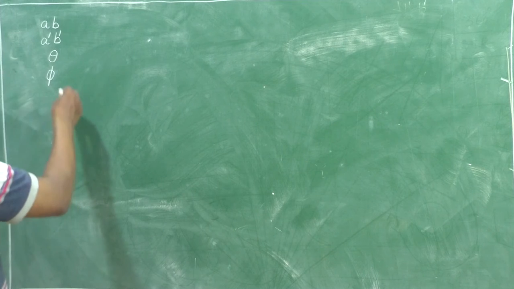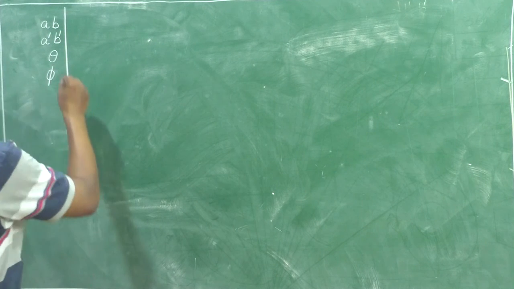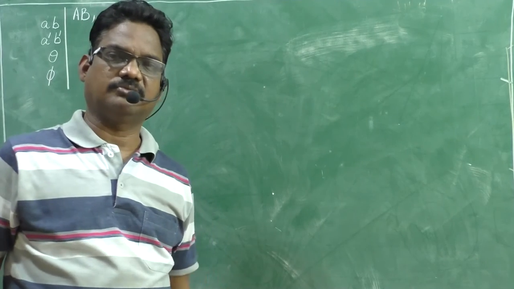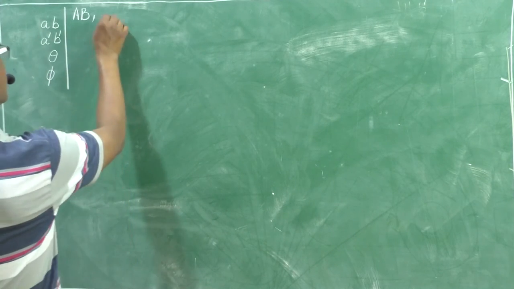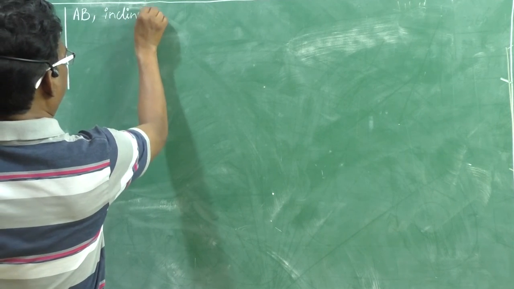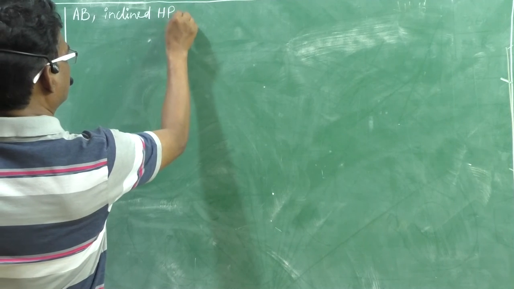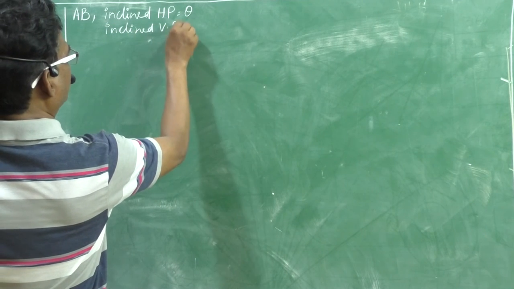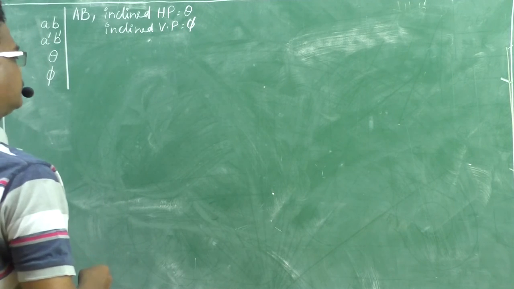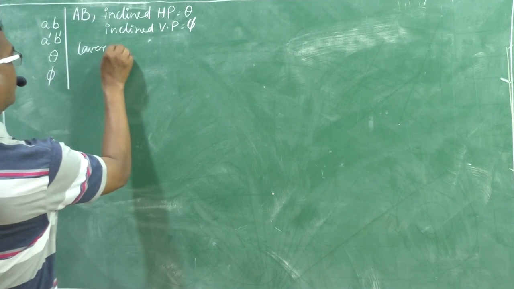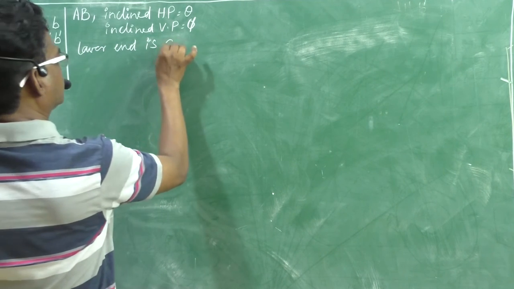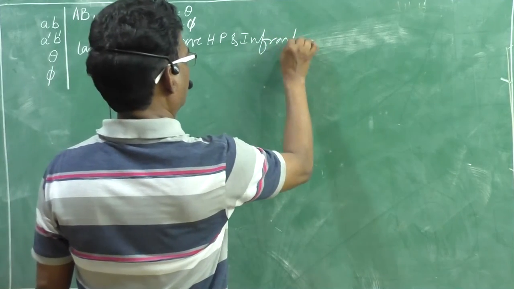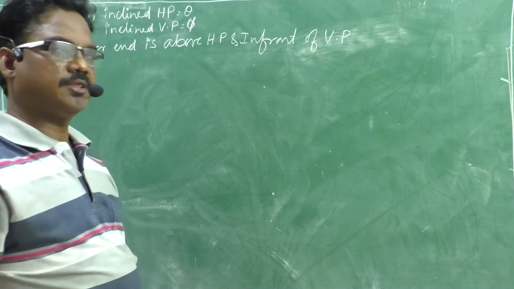Now we will consider a problem like this. A line AB, the capital letters, gives us the original true dimensions of the line AB. A line AB is inclined to HP at theta, inclined to VP at phi, and the lower end is above HP and in front of VP. Okay, these are given in the problem, right?